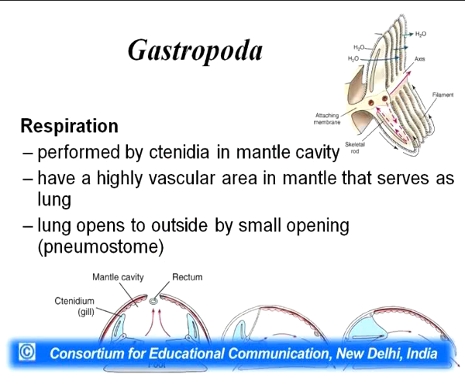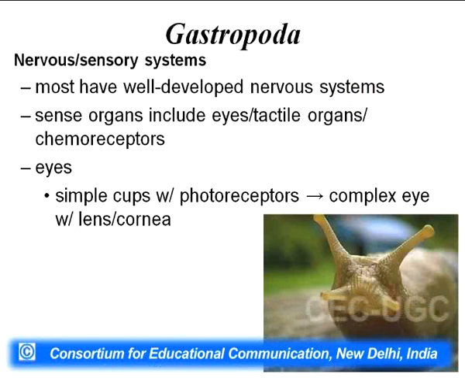Among the gastropods, well-developed gills are present, commonly known by the name of ctenidia. These ctenidia are present in the mantle cavity. They are highly vascular, well supplied with blood vessels, and as water keeps flowing in the mantle cavity, it keeps flowing over the ctenidia and exchange of gases takes place efficiently.